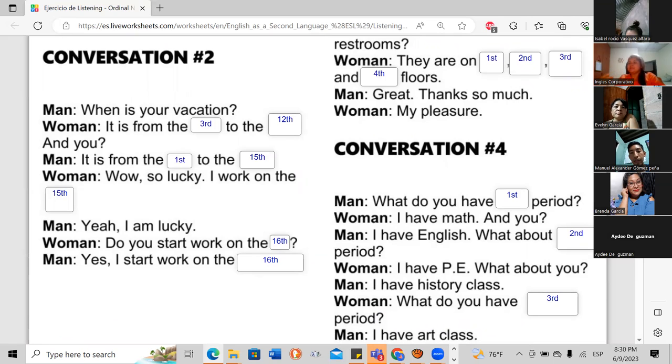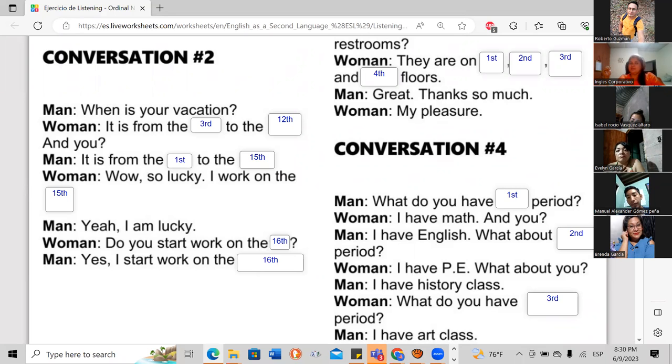Raise your hands. Okay. Thank you, Xiomara and Manuel. Someone else. Gracias. Who else wants to practice? ¿Quién más? Okay, Robert, thank you. Robert, you will be the man. Who wants to practice? Yo, teacher. Go ahead. What number? Number two.